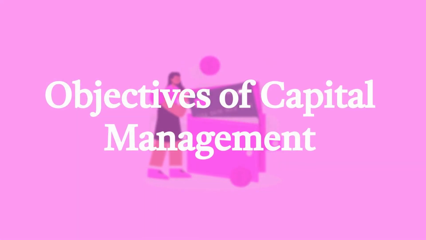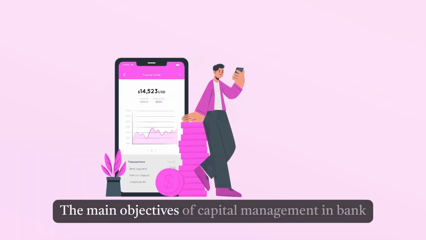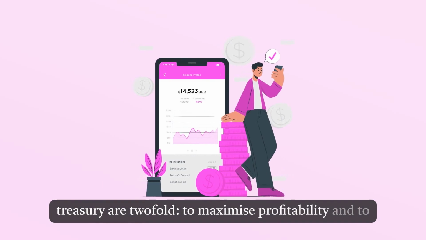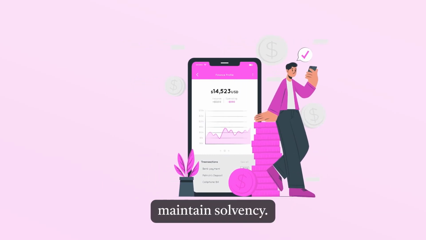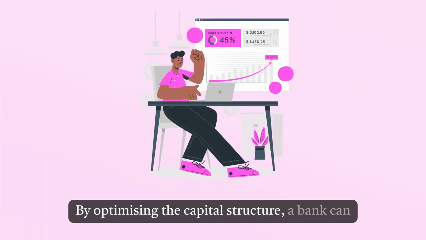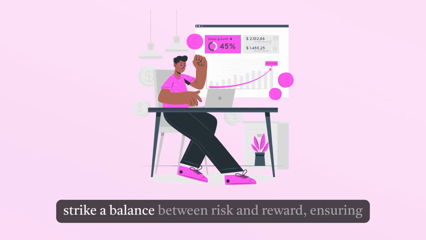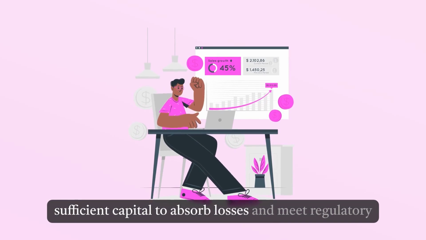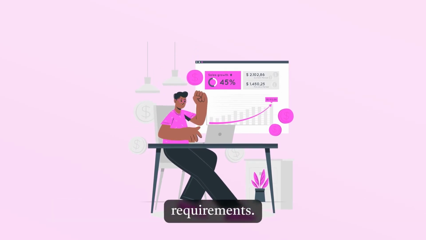Objectives of capital management. The main objectives of capital management in bank treasury are twofold: to maximize profitability and to maintain solvency. By optimizing the capital structure, a bank can strike a balance between risk and reward, ensuring sufficient capital to absorb losses and meet regulatory requirements.